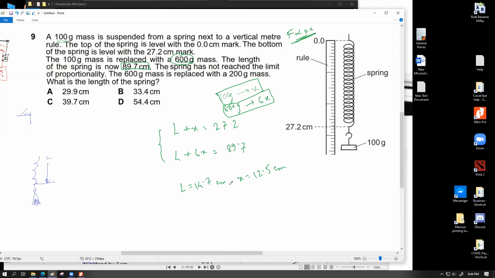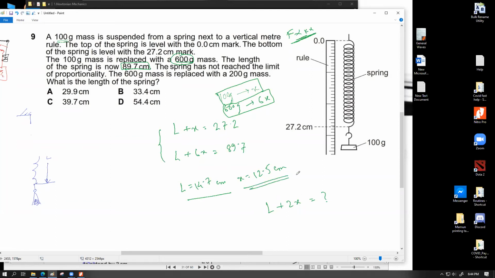40.7 centimeter. So once you have these two values, finding out the next part of the question is pretty simple, because it says that now the 600 gram mass is replaced with the 200 gram mass. So what is the length of the spring? What we are trying to find out is L plus 2x. If you have the value of L and X, you can very easily find this out. What Amin Hamza just proposed is that other than finding out the value of L, we don't have to find this out. Actually, we don't.